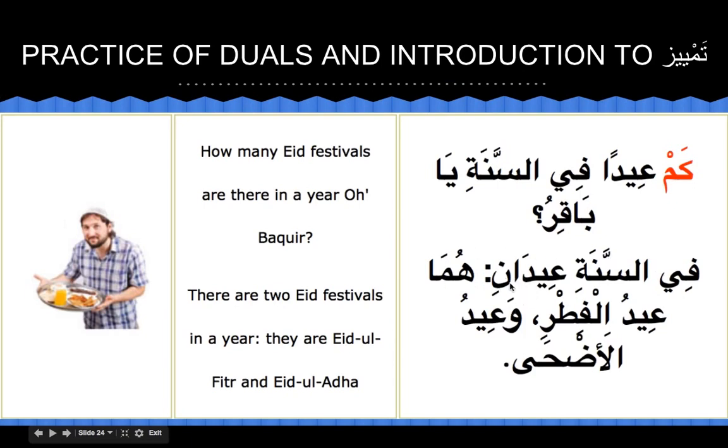See, Eidani is marfu. How do we know it's marfu? The sign of marfu, alamatu rafa, is the alif. Okay, Eidani. Huma, they are, again mubtada. Eidul fitri. Eidu is khabar, one word, and it is mudaf, and al fitri is mudaf ilayhi. So huma Eidul fitri wa Eidul adha.